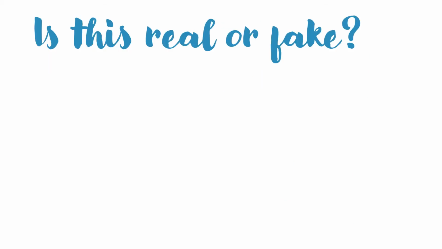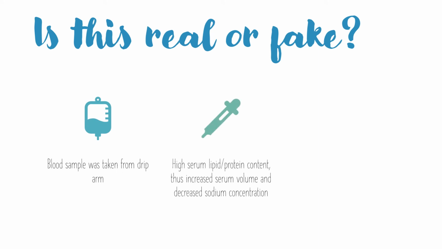Sometimes when you look at sodium levels, you can actually have artifactual hyponatremia, so this isn't true low blood sodium. This can occur if the blood sample was taken from an arm with a drip in it, if there is a high serum lipid or protein content, because this will increase the serum volume and decrease the sodium concentration. Lastly, if the patient is hyperglycemic, you need to add around 4.5 millimoles per litre to plasma sodium for every 10 millimoles per litre rise in glucose above normal. So with all of these, you're not actually looking at true hyponatremia.